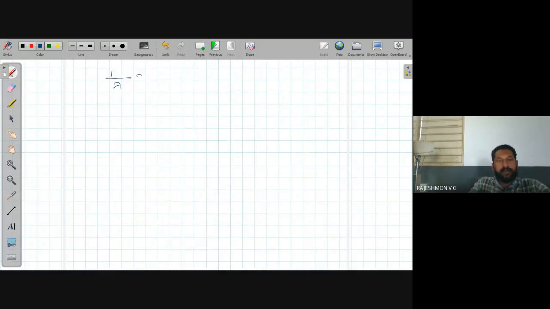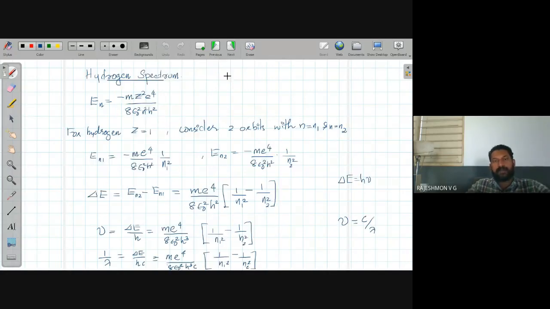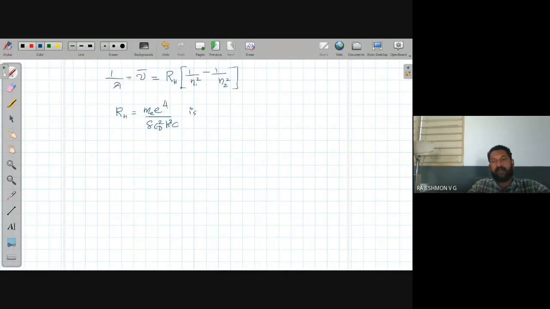This I can express like this. 1 by lambda, usually represented as nu bar, is called the wave number. It is equal to RH into 1 by n1 square minus 1 by n2 square, where RH is mass of electron into e raised to 4 divided by 8 epsilon 0 square h cube c. This is called the Rydberg constant.